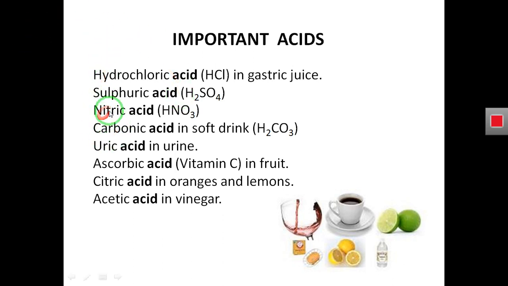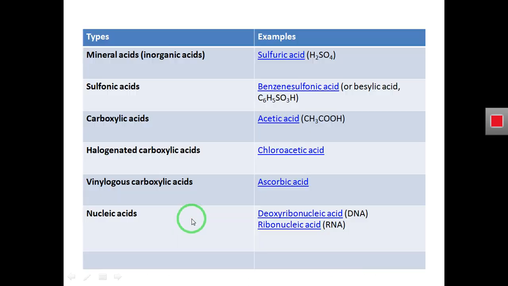The other example is nitric acid, and here is carbonic acid. It is present in soft drinks like Coca-Cola and other soft drinks, and uric acid is present in urine. One of the examples of acids is ascorbic acid. It is a mild acid that is present in vitamin C fruits, for example in lemons and in oranges. Another example is citric acid that is present in oranges and lemons. And acetic acid is present in vinegar.